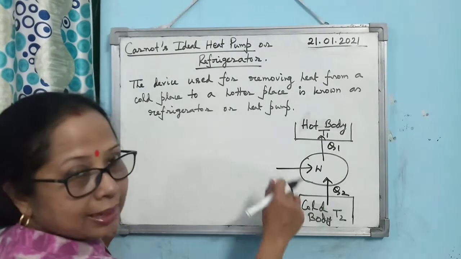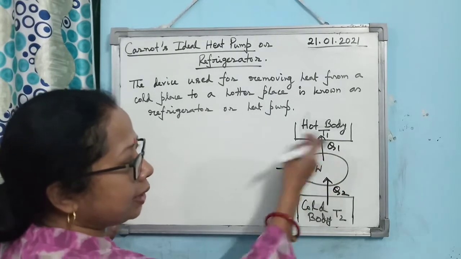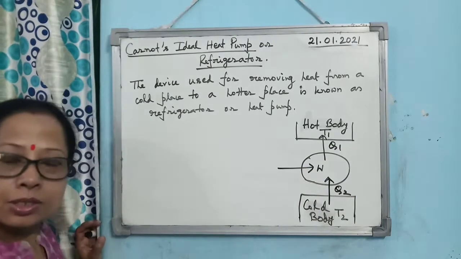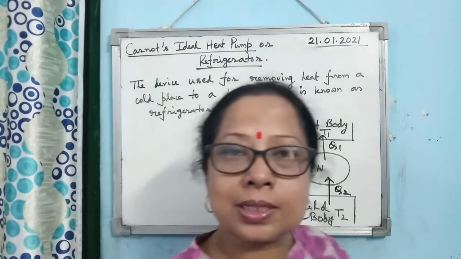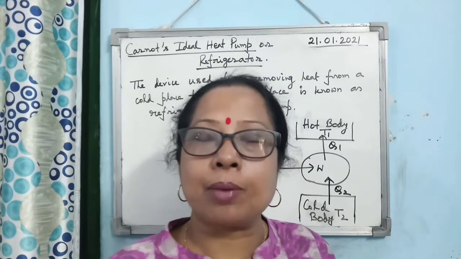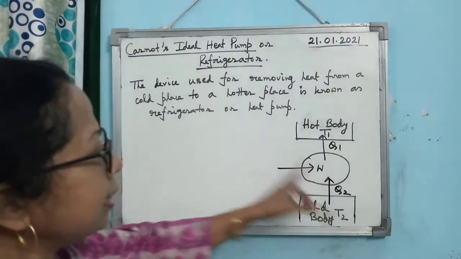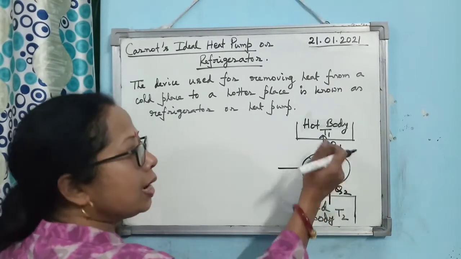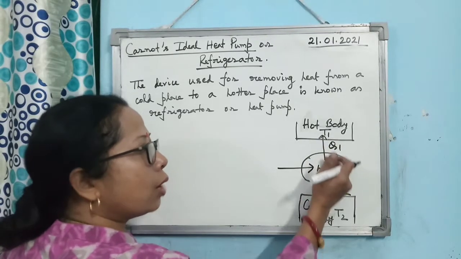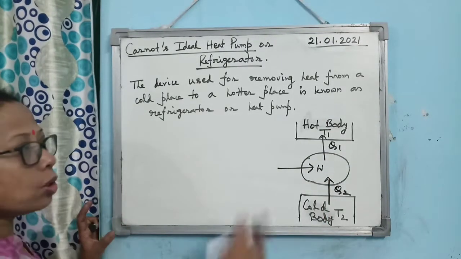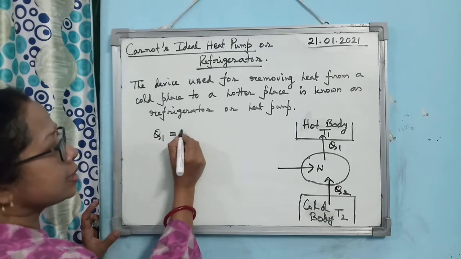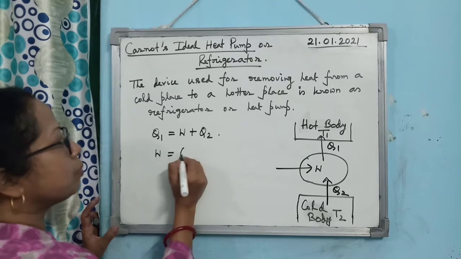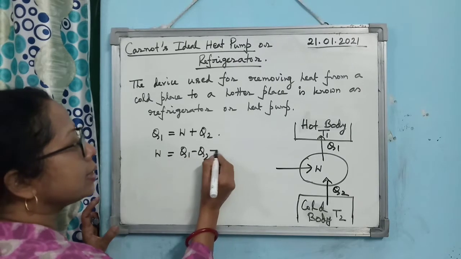I hope you can remember the engine one. Everything is the same, only the direction of the arrows you have to reverse. So if you reverse the direction of the arrows in the engine, then it becomes a heat pump or a refrigerator. So in this case also you see that the arrows W and Q2 are towards the system, and this is the heat Q1 outside the system. Okay, so you can write Q1 is equal to W plus Q2. So you can write W is equal to Q1 minus Q2.